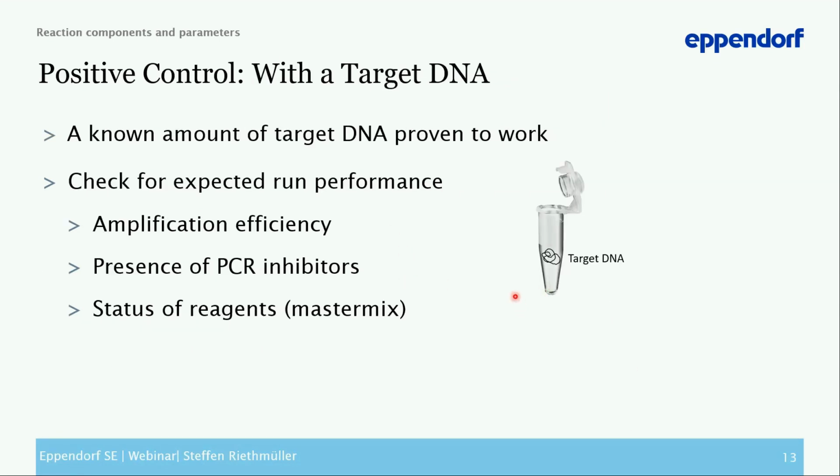The positive control is also important because it tells you that everything is fine with your master mix, that your PCR is working well, and that you don't have a high concentration of inhibitors in your sample. So normally the positive control is made with a target DNA proven to work. So a sample you know well, where you know how much signal you normally get, and then you know that everything is ready to go and everything is fine with the master mix.